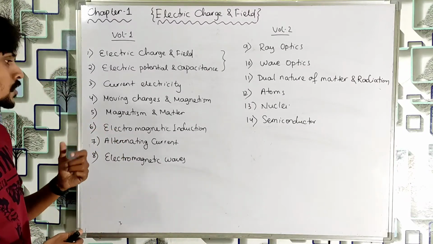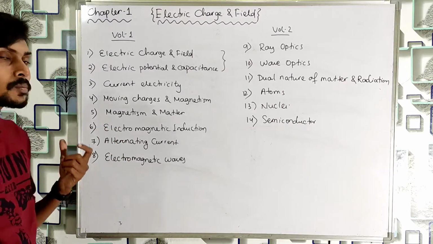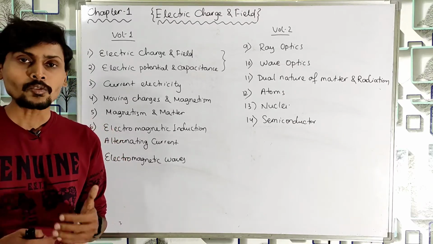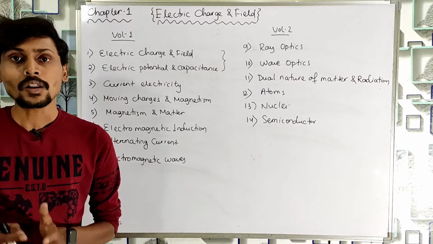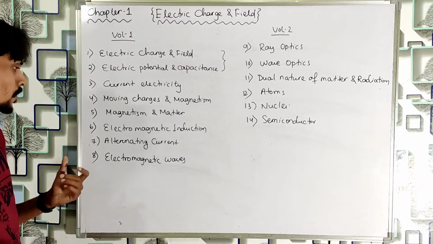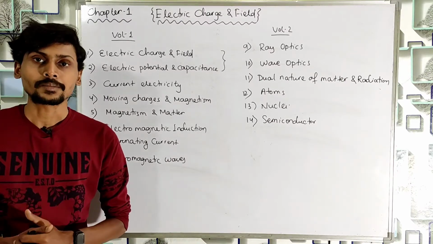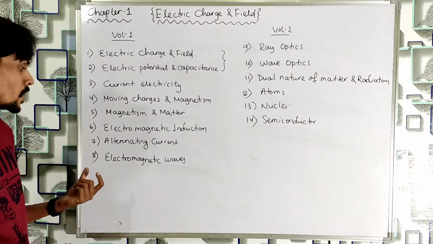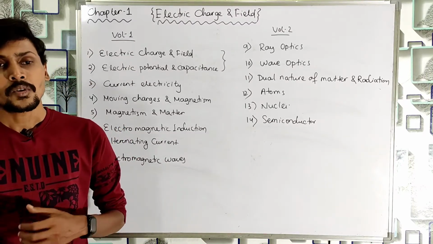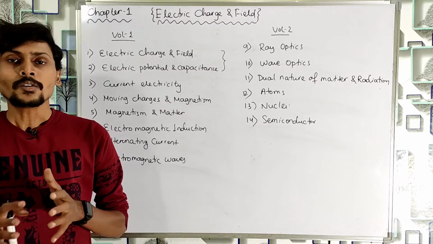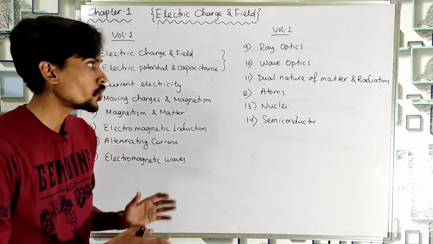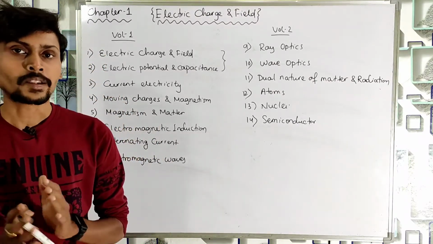Then come to chapter number 6. The name is Electromagnetic Induction. So in this chapter we will discuss about how can we get an EMF or a voltage from the magnetic field. In chapter number 7 we will discuss about alternating current or AC. Chapter 8 is about electromagnetic waves, means how can we produce electromagnetic waves, what are their uses and what are the frequency ranges of different types of electromagnetic waves. So volume 1 is all about electricity and magnetism.